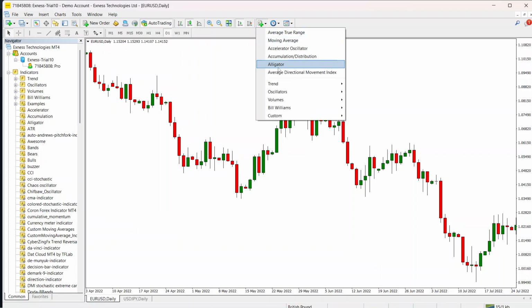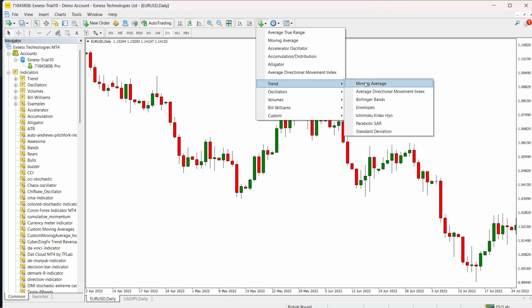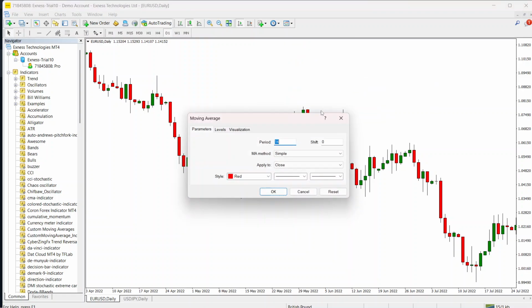If you come to the indicators list, you can find the moving average. Now, moving averages help smooth out price so you can see underlying trend and dynamic support or resistance more clearly. We have the simple moving average and exponential moving average, which are the most widely used on the MT4 and MT5. We also have the smoothed and linear weighted, but for the sake of this video, we'll focus on the first two.